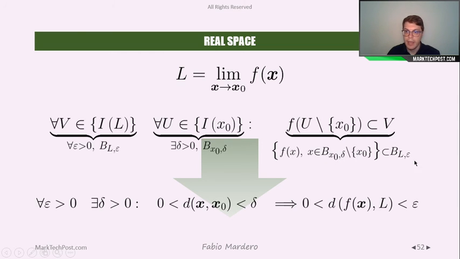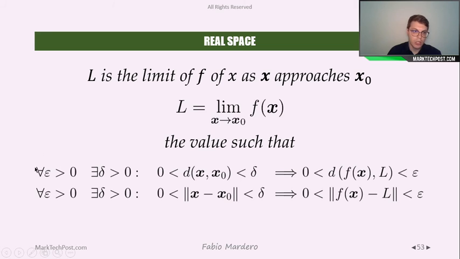Then that's the right term here. Then the distance between f of x and L is less than epsilon. This means that f of x stays inside the open ball centered in L and with radius epsilon. Since we use the Euclidean distance as the distance itself, this is the usual expression of a limit inside the context of our real space.